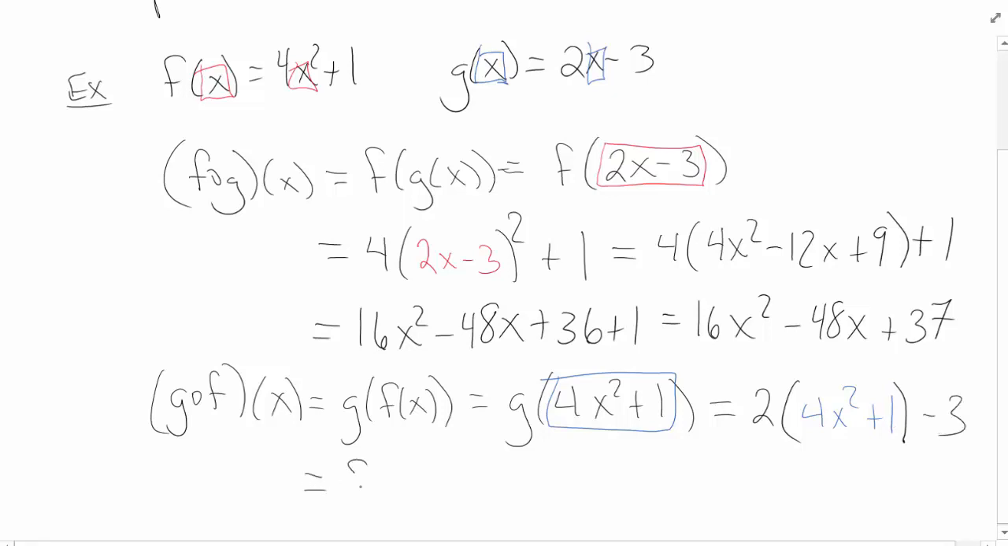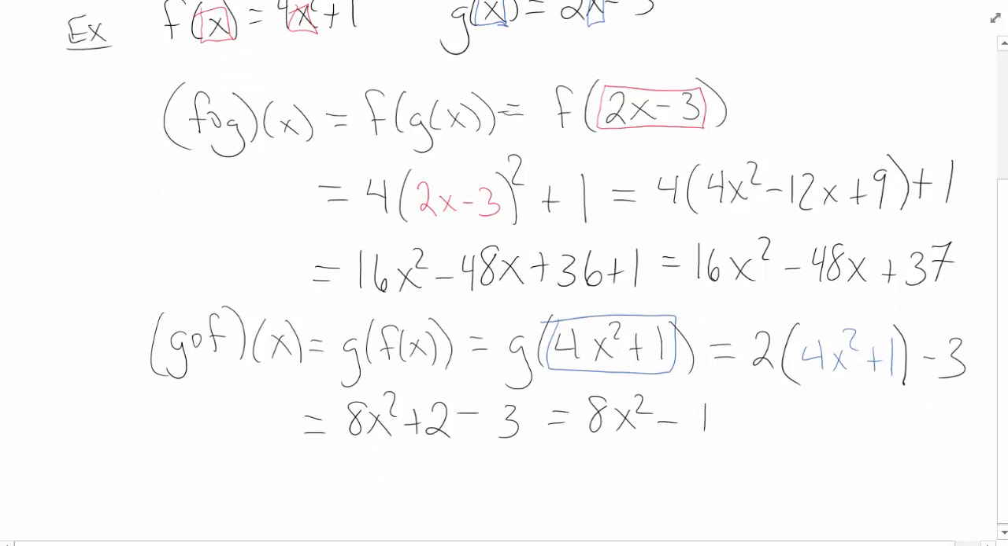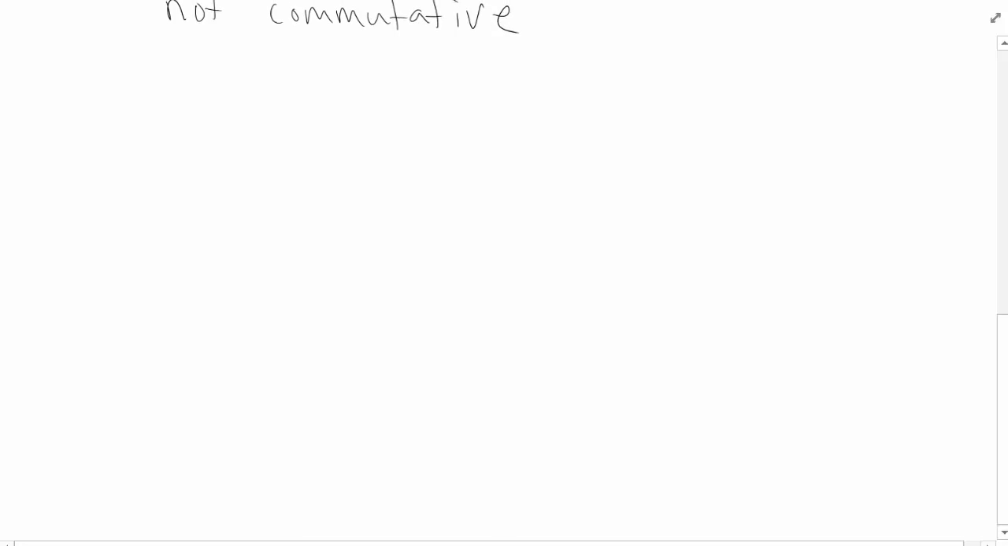To simplify, that looks like an 8x squared plus 2, and a minus 3, which is an 8x squared minus 1. And the biggest thing you'll notice at this point is that f composed with g of x does not look the same as g composed with f of x. In other words, composition is not commutative, which is the math way to say it matters what order you do it in. It matters if it says f composed with g of x or g composed with f of x.